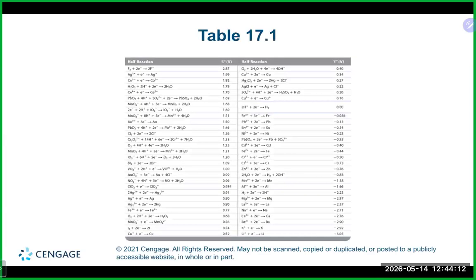All right, so here is a table of SRP values. Just love this table. It doesn't want to go any further.